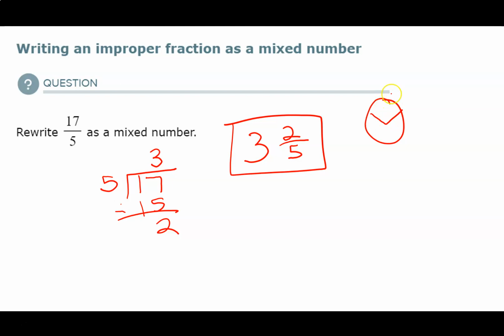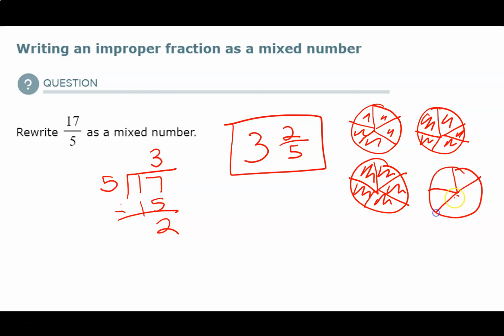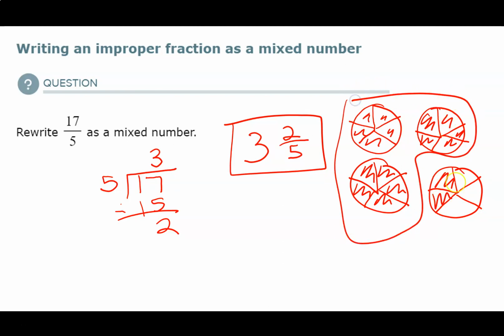Oh, I'm not really going to be able to draw this very well, but just kind of know that it'll do something sort of like this, I guess. There we go, that's a little better. So 5 fifths, 6, 7, 8, 9, 10 fifths, 11, 12, 13, 14, 15 fifths. And I would need 2 more to make my 17 fifths. So that's 3 whole circles plus 2 fifths of another one. So that's kind of the visual version of my answer of 3 and 2 fifths.